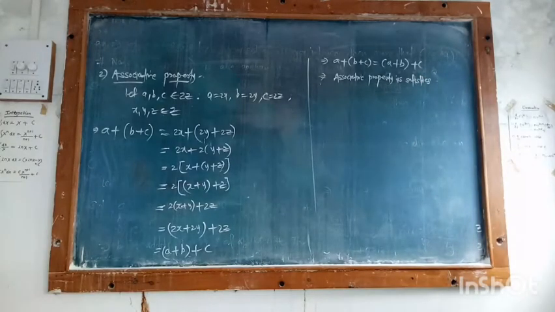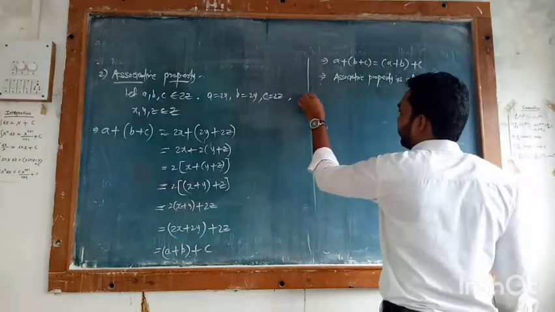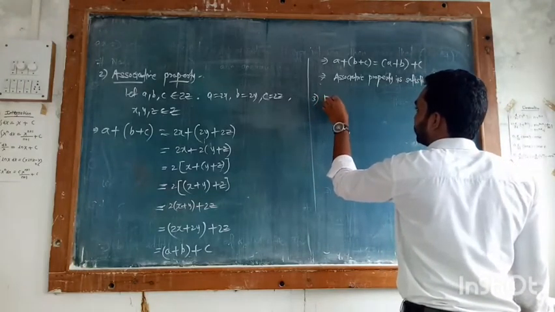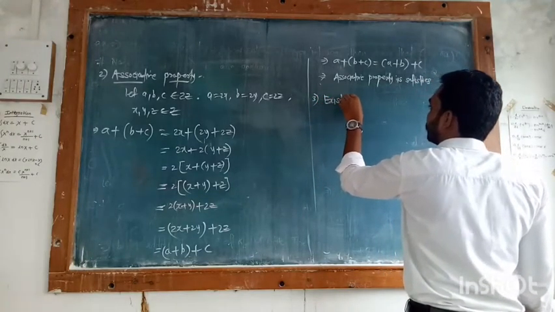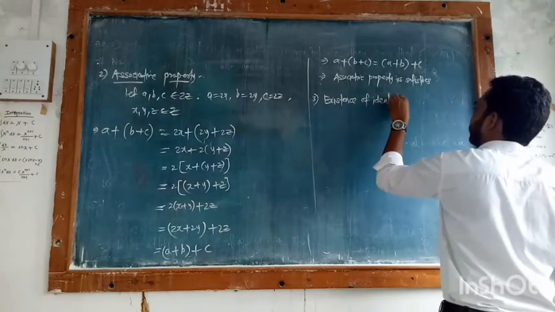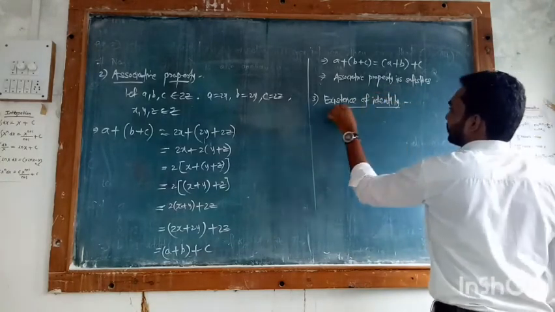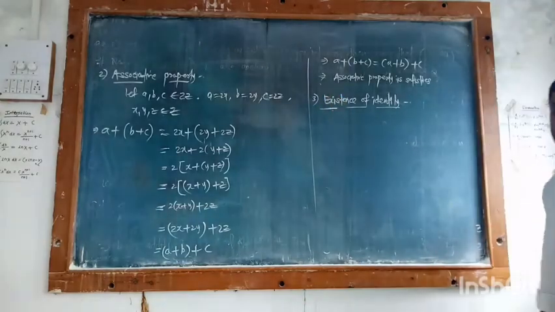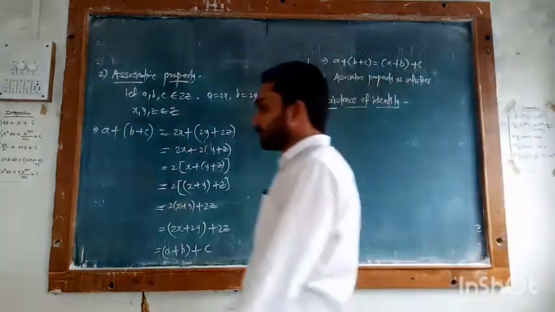Next, the third property is existence of identity, right? So your third property is existence of identity. So what is the existence of identity property?